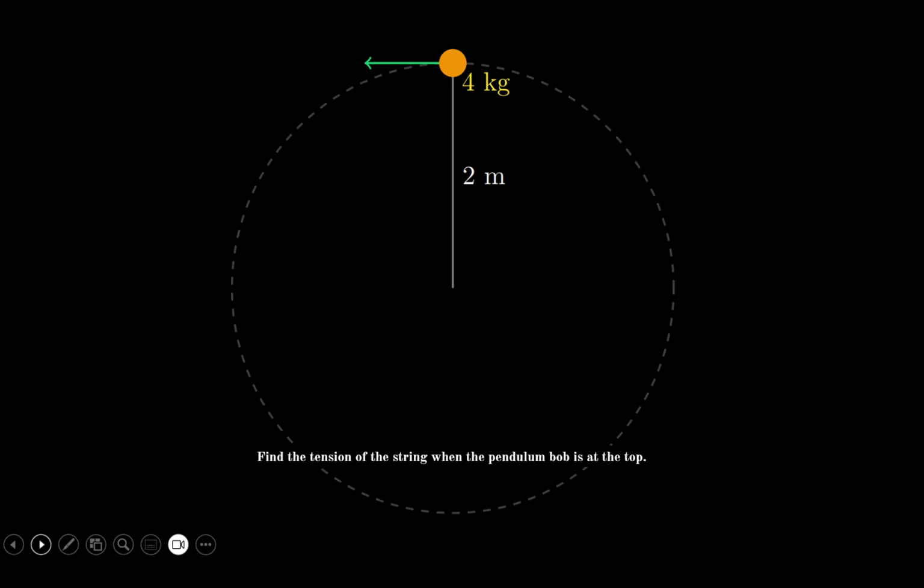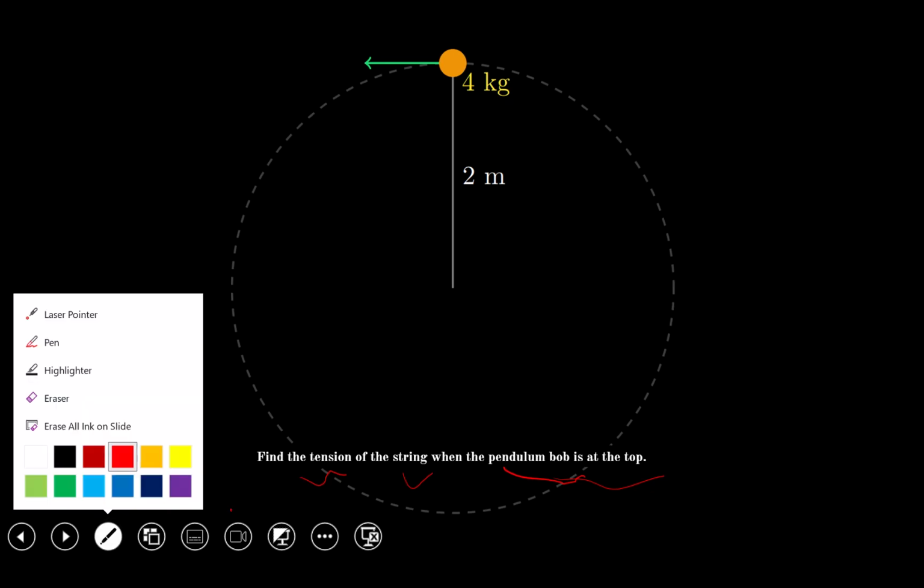Let's consider our first question. Find the tension of the string where the pendulum bob is at the top. How do we solve this one? How do we start with this problem?